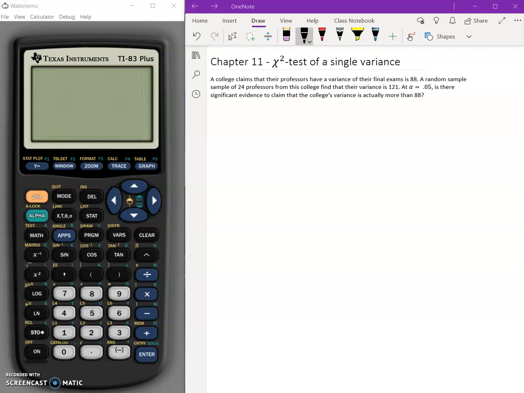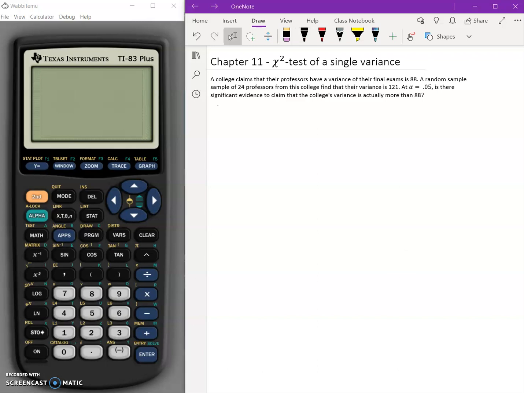So again, we're thinking variance, that's the square of standard deviation, so it gives us some type of spread of our data. Large variance means that we have a large variety of exam grades, but a small variance means that they're pretty close to one another. So it makes sense that a college might want to ask how much variance there is with their final exam grades.